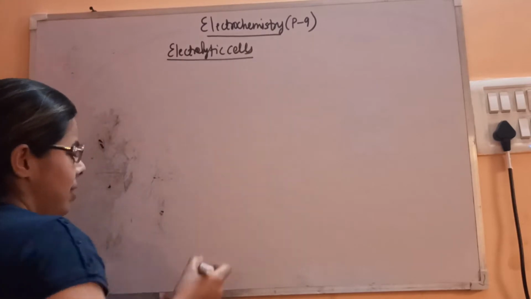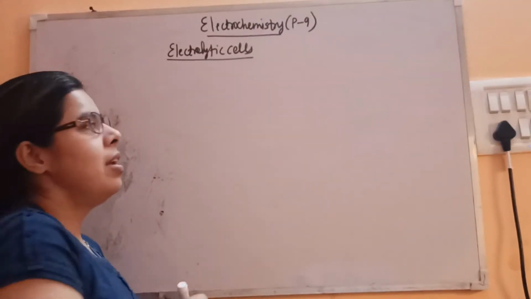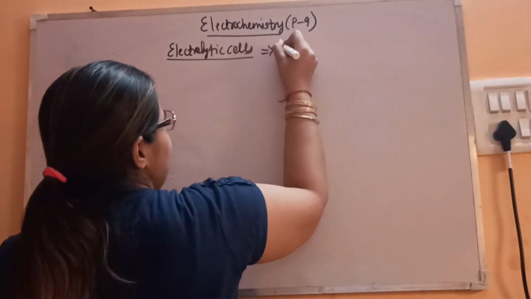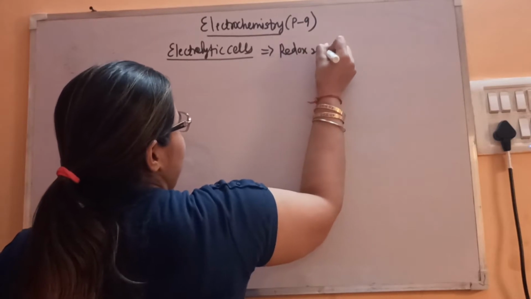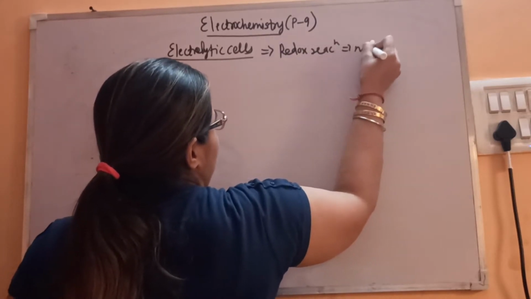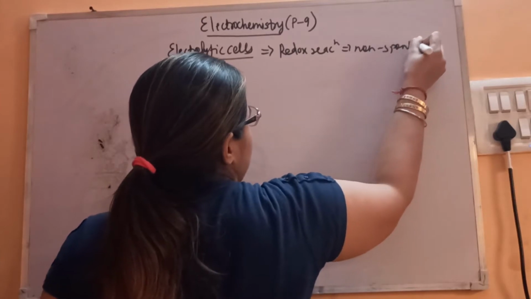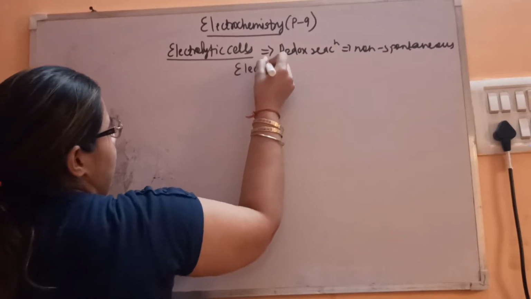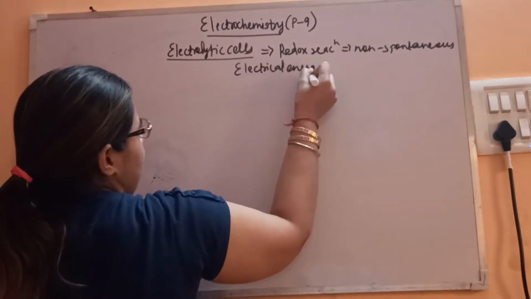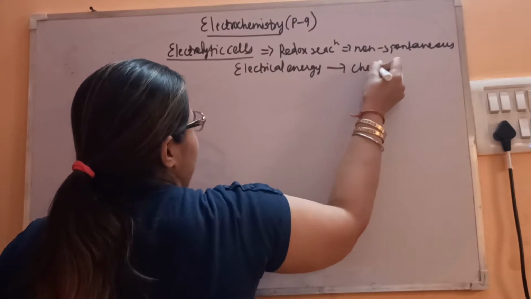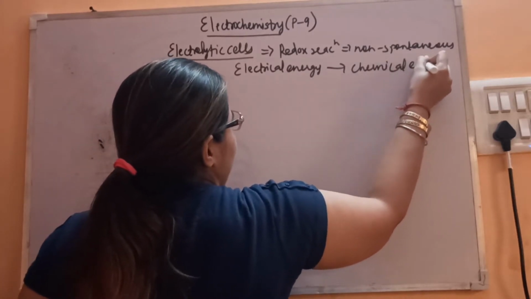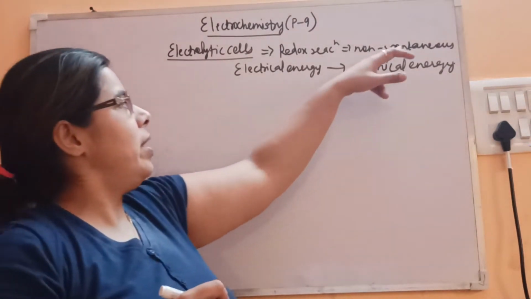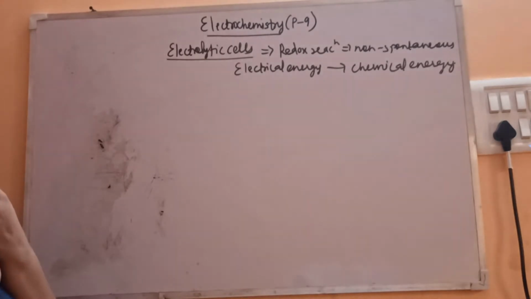So electrolytic cells, we know these are those in which the redox reaction is non-spontaneous in nature. It means here electrical energy gets converted into chemical energy, whereas in electrochemical cell, the opposite takes place. That redox reaction is of spontaneous nature and chemical energy gets converted into electrical energy.